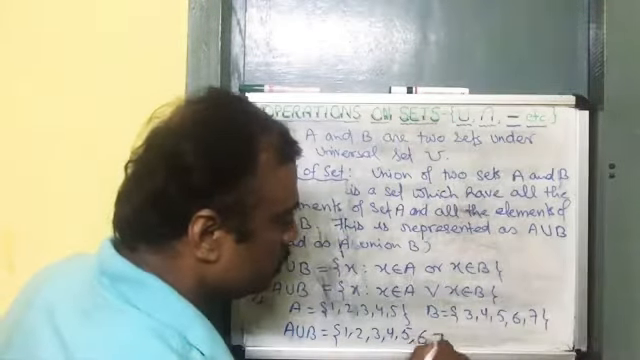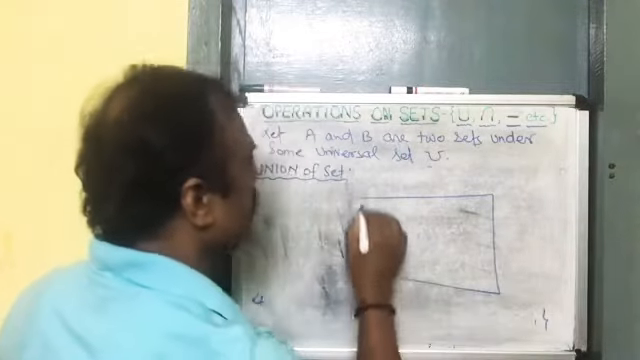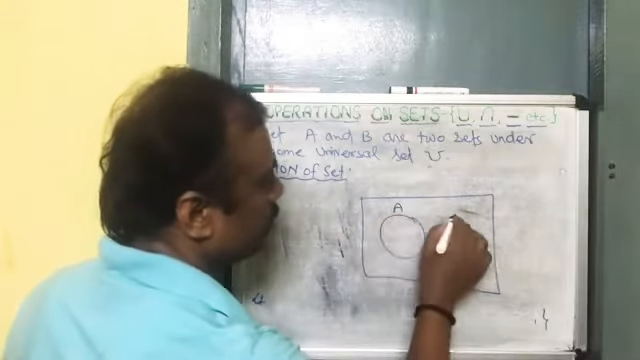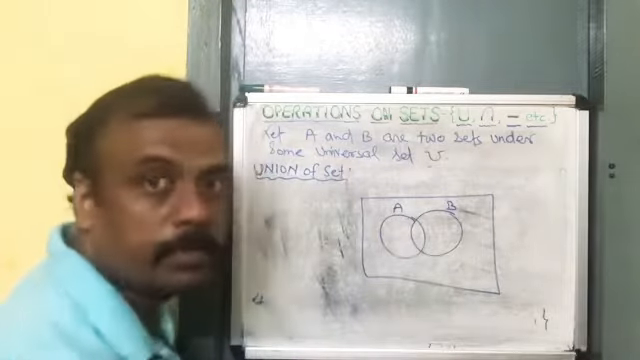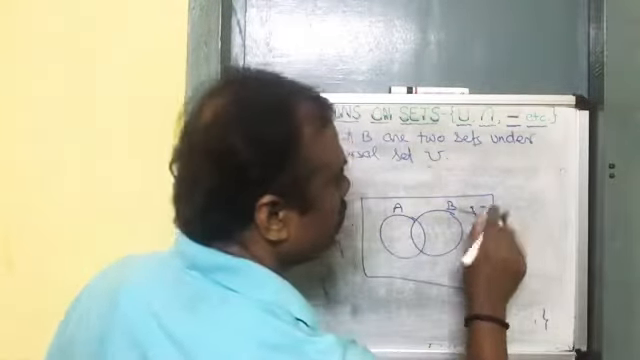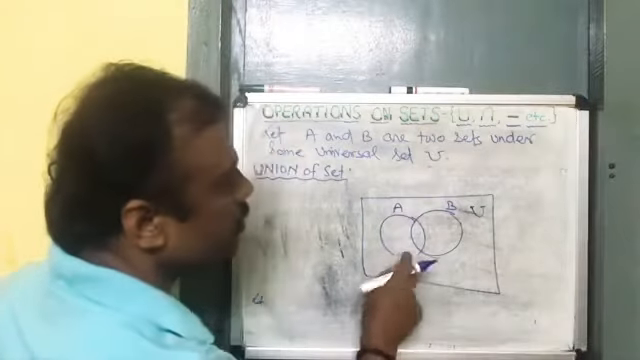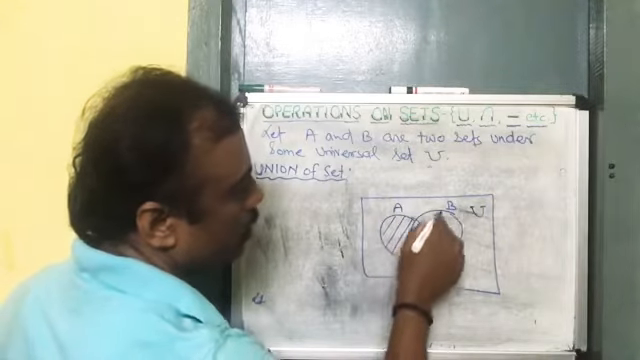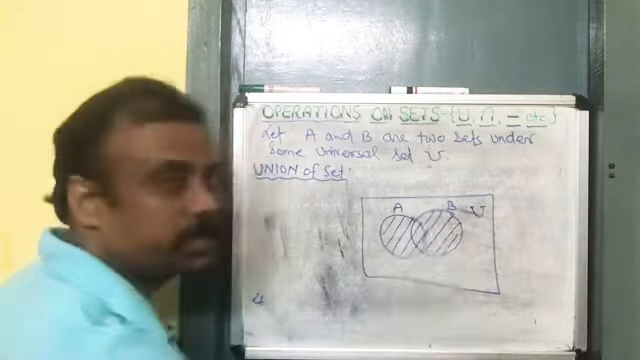Let us represent A union B with the help of a Venn diagram. Let us have a Venn diagram of A union B: set A, another set B. The universal set is represented by a rectangle. A union B will be the area covered by this shaded portion, as you know.